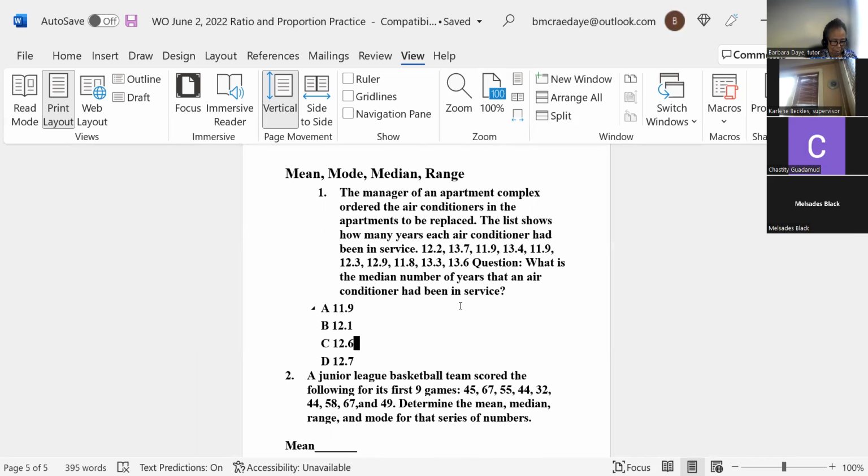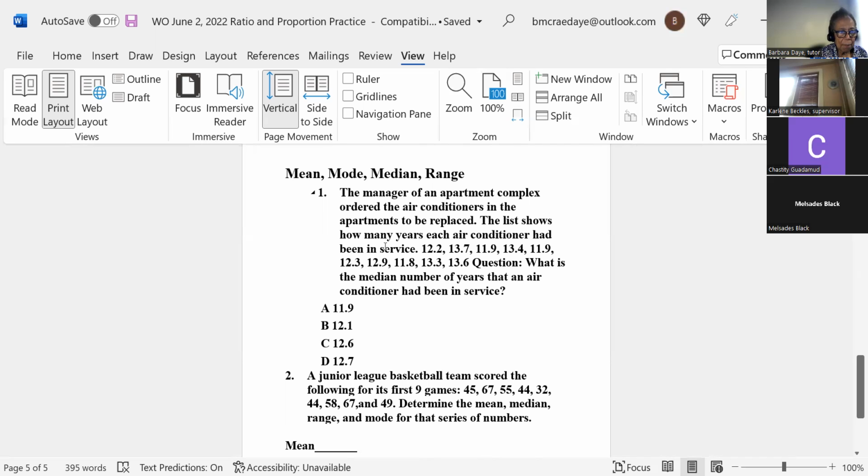We're looking at mean, mode, median, range. Okay, below number two. Well, I'm not going in order. I will go through ratio and proportion after we do mean, mode, median, range. Okay. So the first one, okay, Mercedes, read number one.